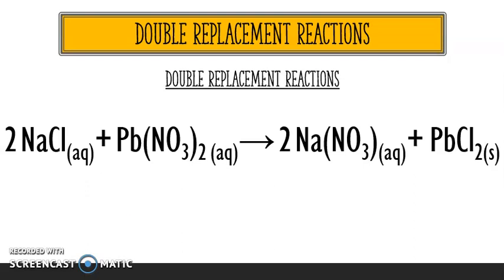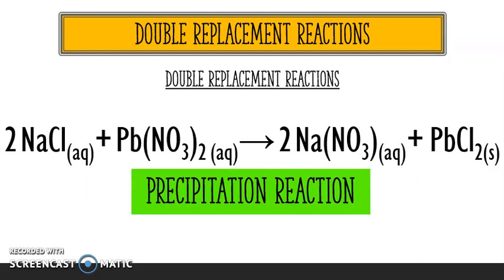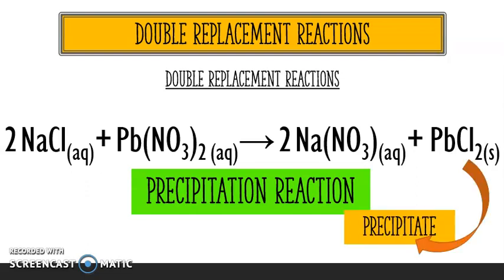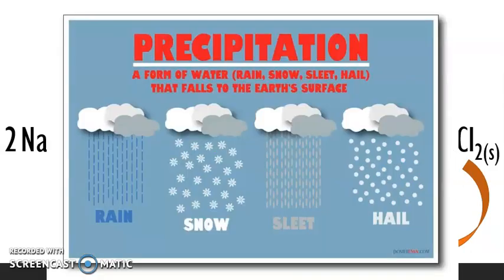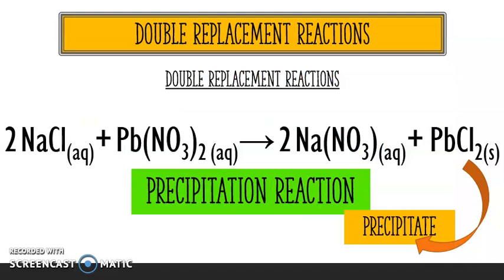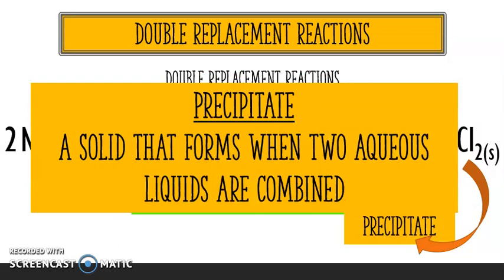Now, in this case, this would actually be known as a precipitation reaction because we formed a precipitate. Now, ordinarily, the word precipitation probably brings to your mind weather, rain, snow, sleet, hail, all of those types of things. That's a form of material that's falling from the sky. But in chemistry, a precipitate is a combination of two aqueous solutions that when they combine, they form a solid that falls out of the solution, just like snow would from the sky.